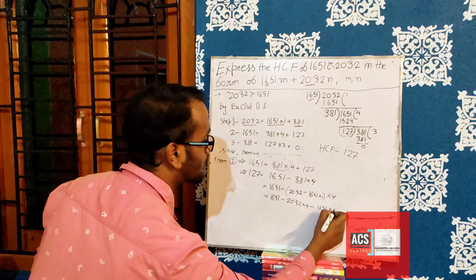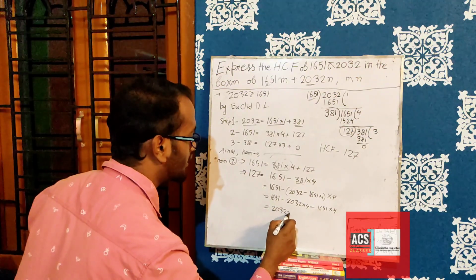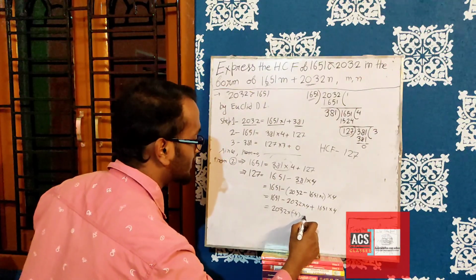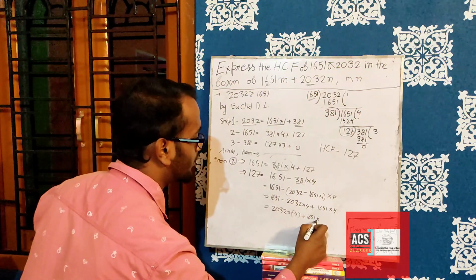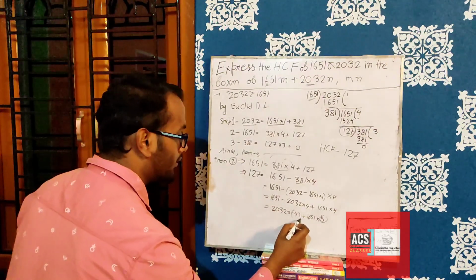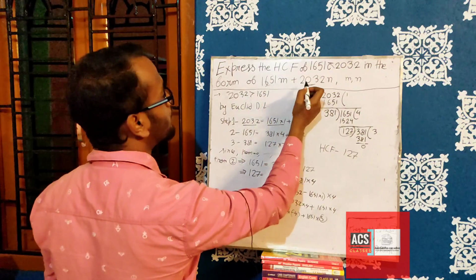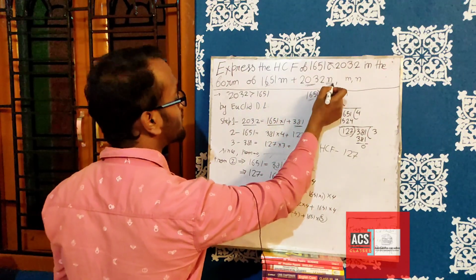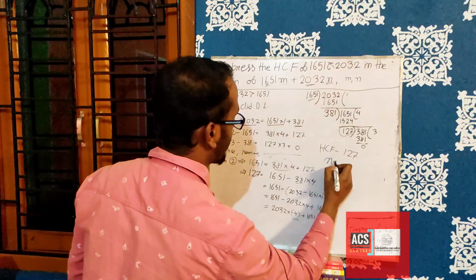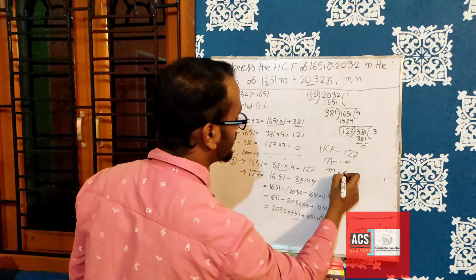1651 into 4. So this gets converted into 2032 into minus 4, minus into minus is already plus, so plus 1651 into 5, because this 4 and this one will add up and become 5. So what we have said, express this one in the form of 1651n and 2032m. So n is equal to minus 4 and m is equal to 5.